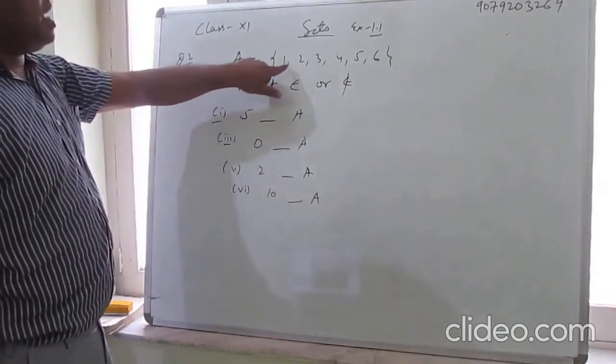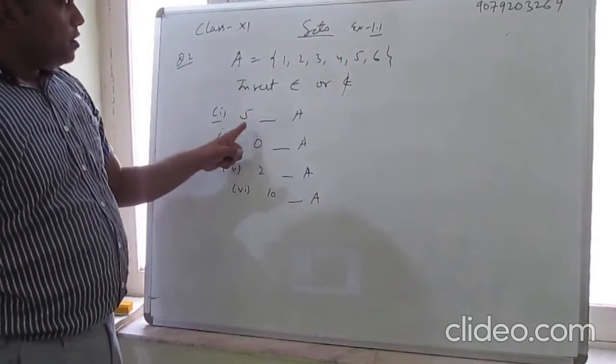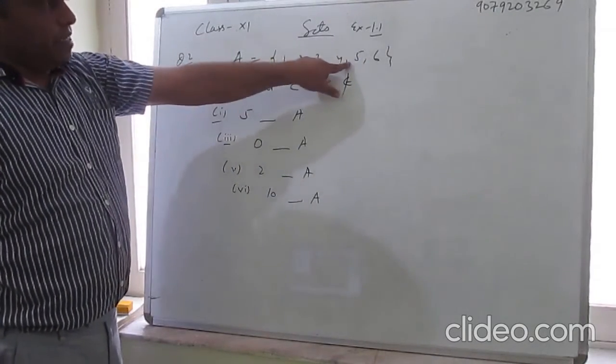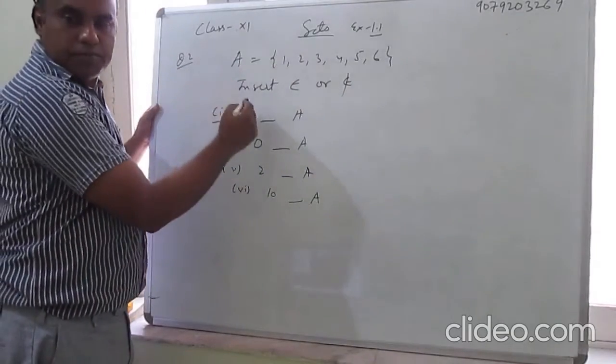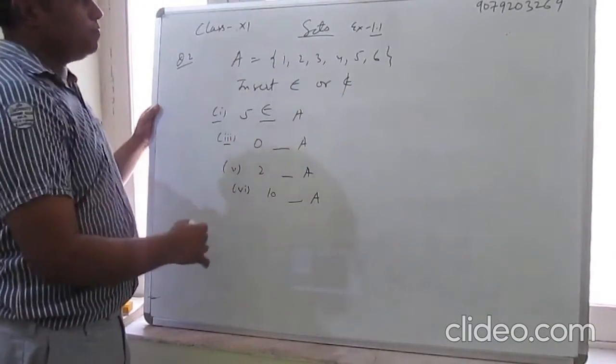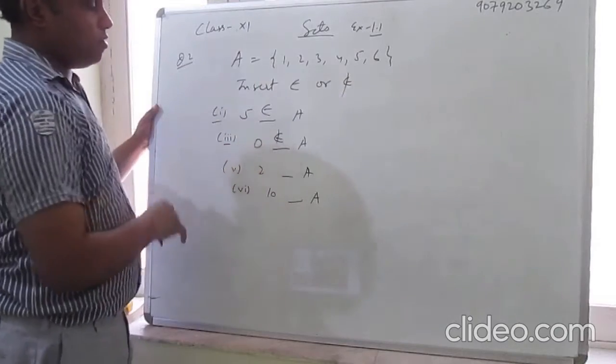See here, these are the elements of set A: 1, 2, 3, 4, 5, 6. Six natural numbers. Is 5 in this set? Yes, it is. So we write belongs to. Is 0 in this set? No. We write not belongs to.